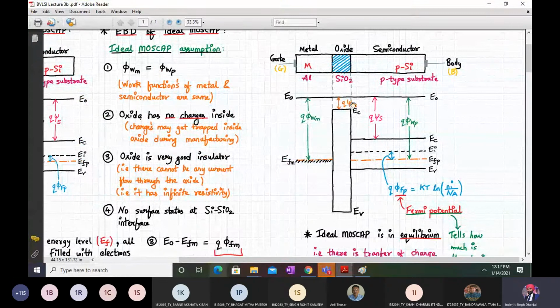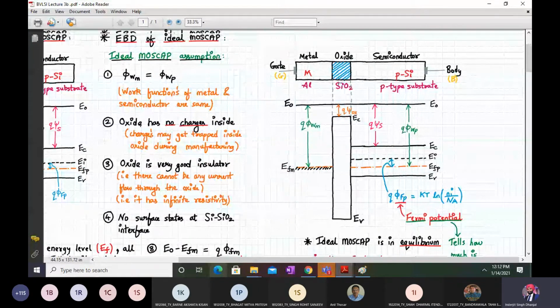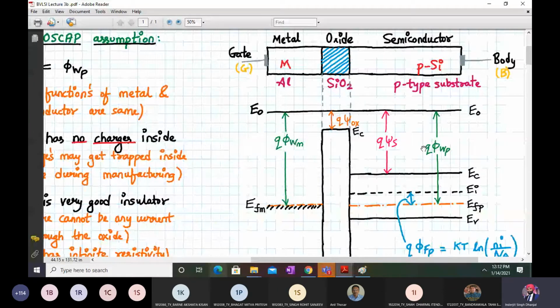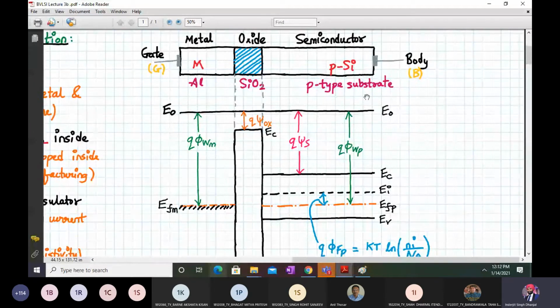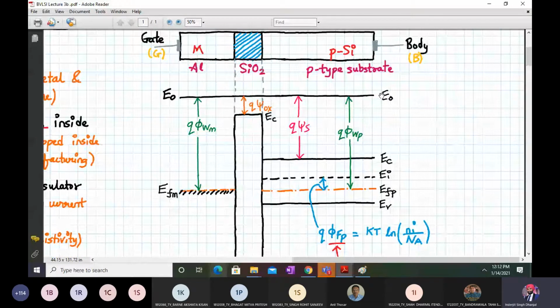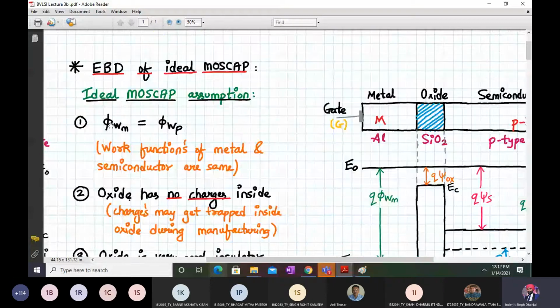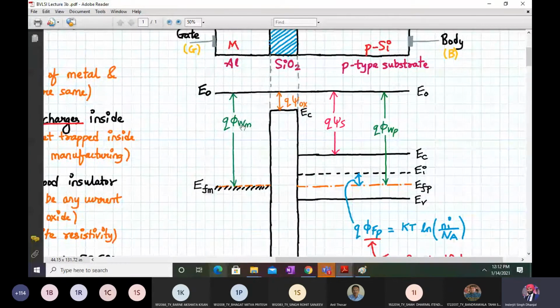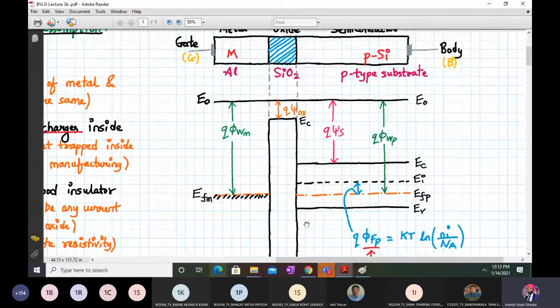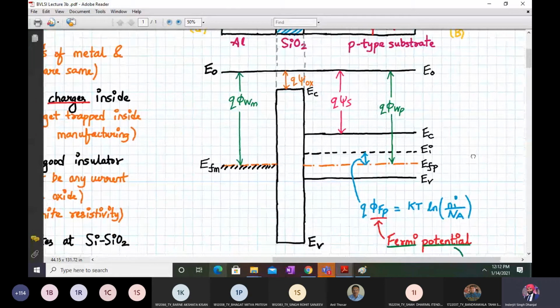So when we join all of them together, this is how the energy band diagram looks. Let me expand it a little. Yeah, metal, oxide and semiconductor. So first we draw the reference energy level E naught. Then we have to draw EFM and EFP aligned. This was the first condition. Your phi Wm and phi Wp will be the same. So over here you can see q phi Wm and q phi Wp are on the same level. There is no energy level in the oxide, remember that.